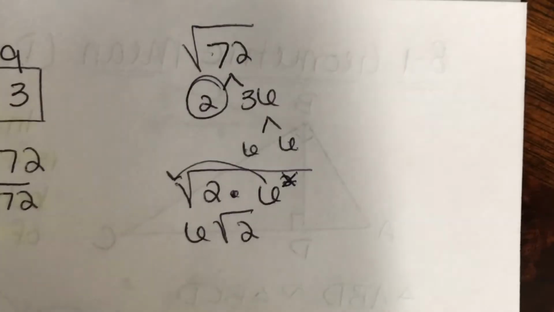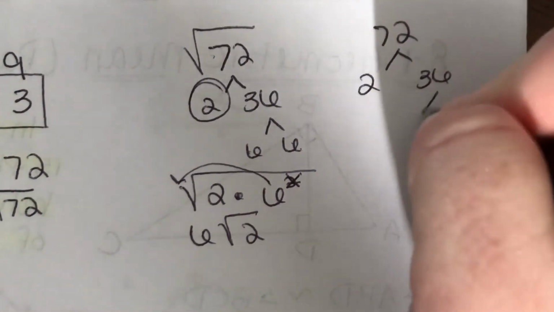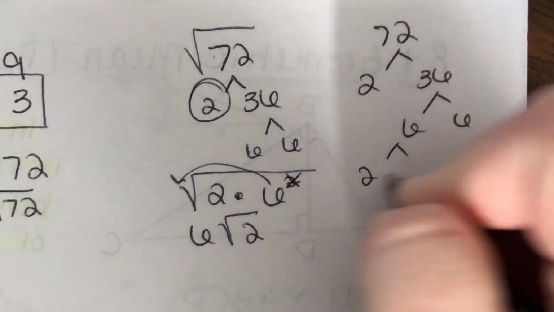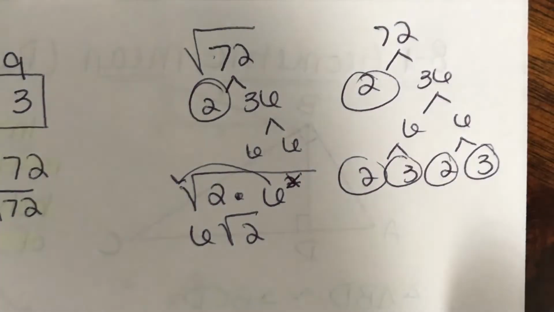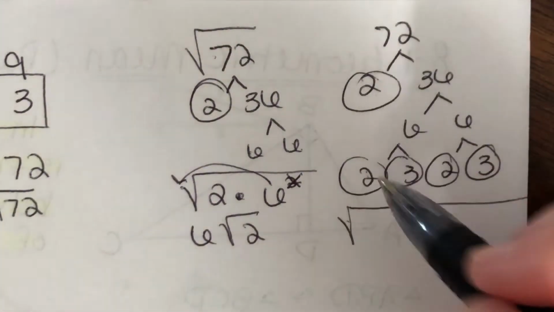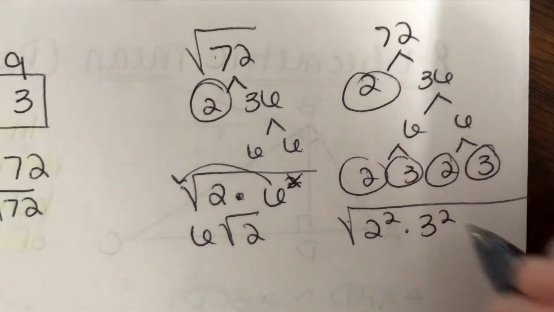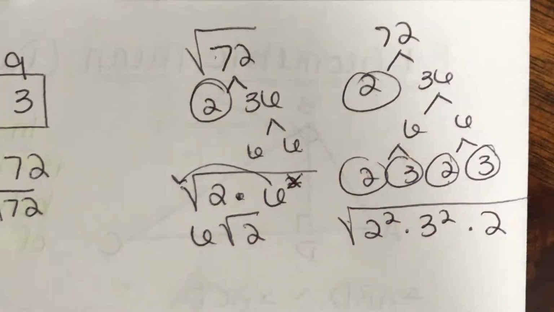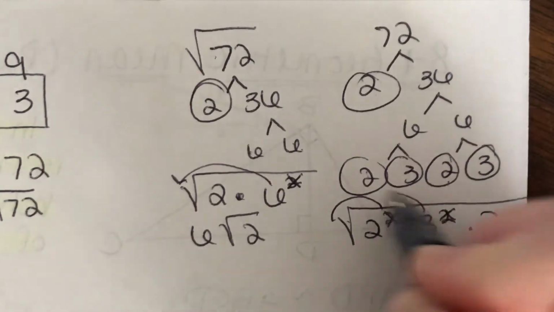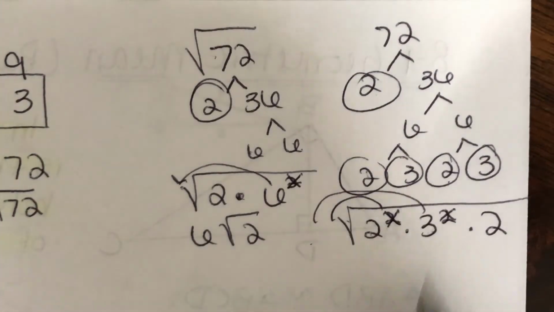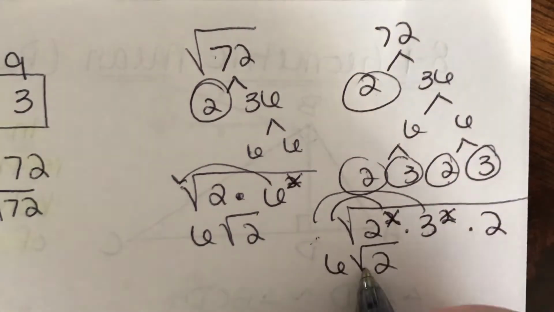Let me just show you. If we had factored that further, 72, if I factored it into 2 and 36, and I went 6 and 6, and then I went 2 and 3, and 2 and 3, these are all prime numbers. It's a dead end. I rewrite this as 2 times 2, which is 2 squared. 3 times 3, which is 3 squared. And then I had this 2 left over. And then these both have a 2. They have a ticket out. And so once they're out here, I multiply them together. 2 times 3 out here is 6. And then I still have this 2 left over.